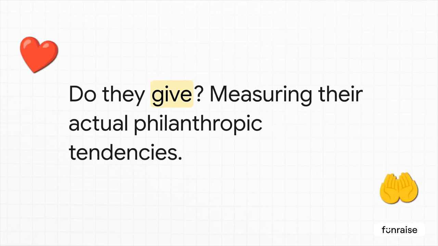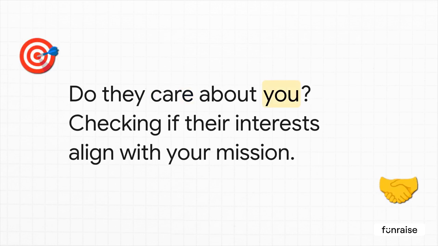All right, moving on to coordinate 2, we have propensity. Basically, do they give? Because, let's be honest, just because someone has money doesn't automatically mean they want to part with it, right? Propensity measures whether these folks actually have a track record of giving to charities in the first place.